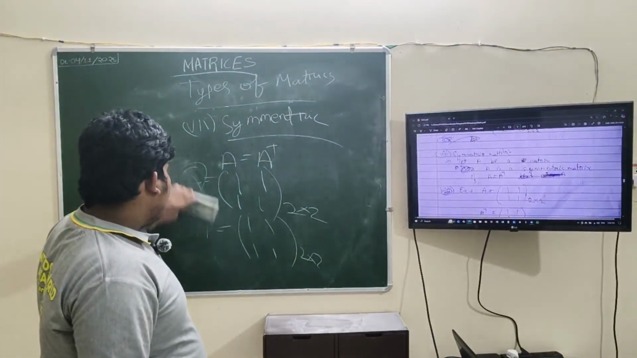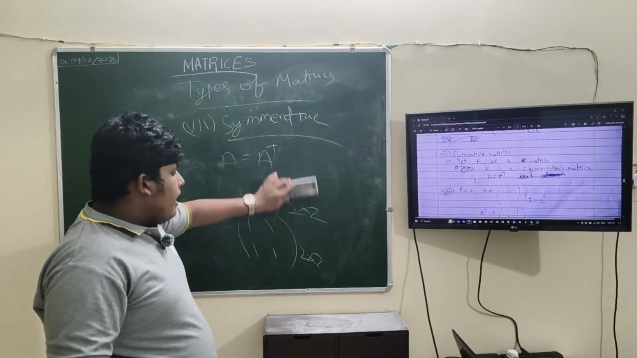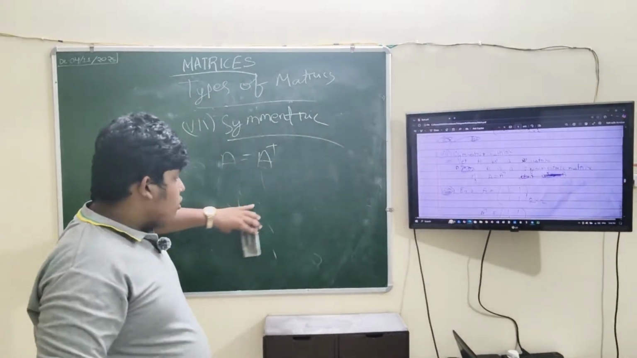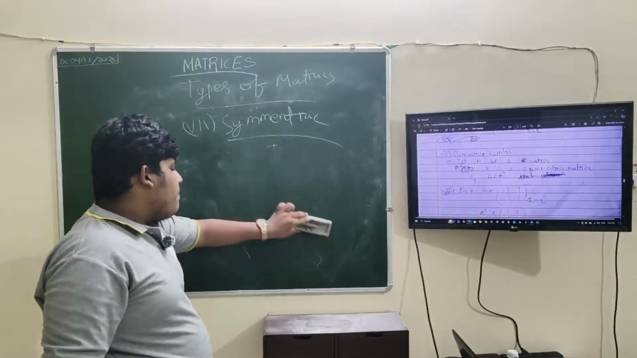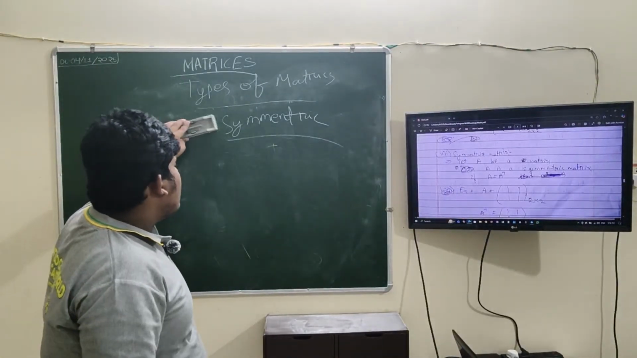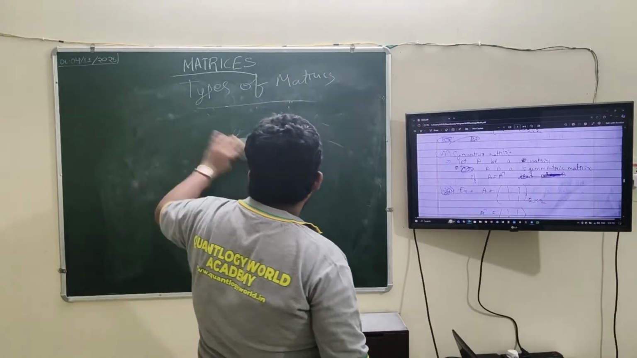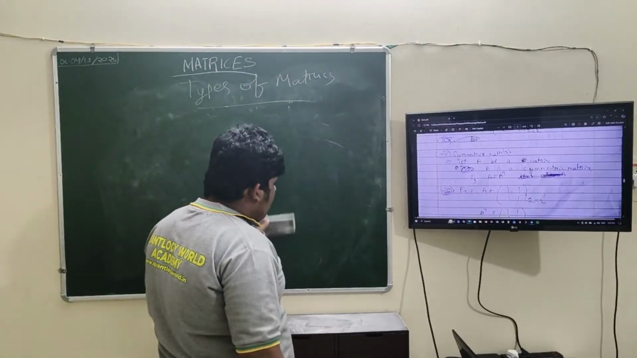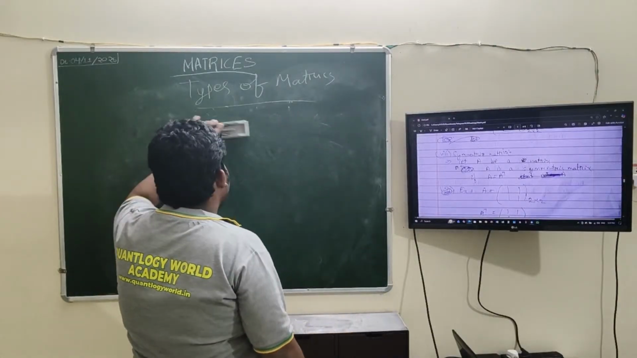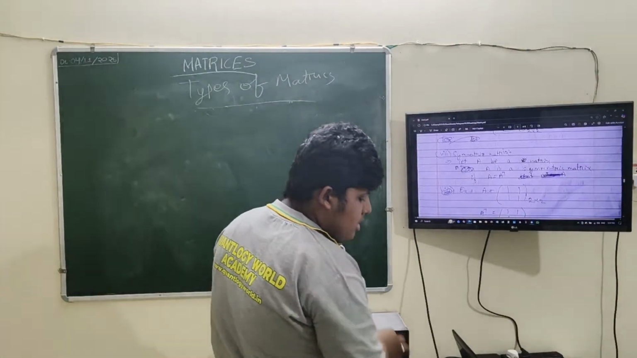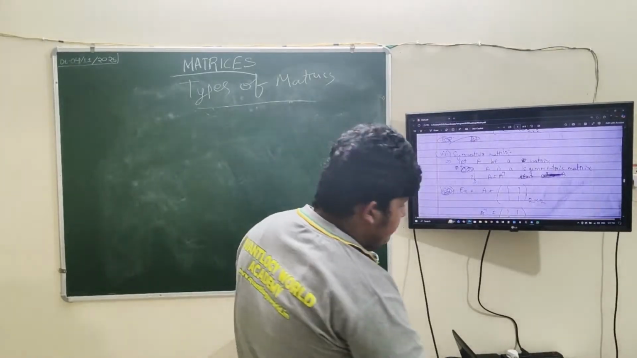Another thing we can say is that for matrix A and its transpose, the orders of both matrices are equal, meaning the order of matrix A and the order of the transpose of A are equal. If someone can understand the transpose of a matrix, then he or she can easily understand symmetric and skew symmetric matrices. Let's move to the next part.